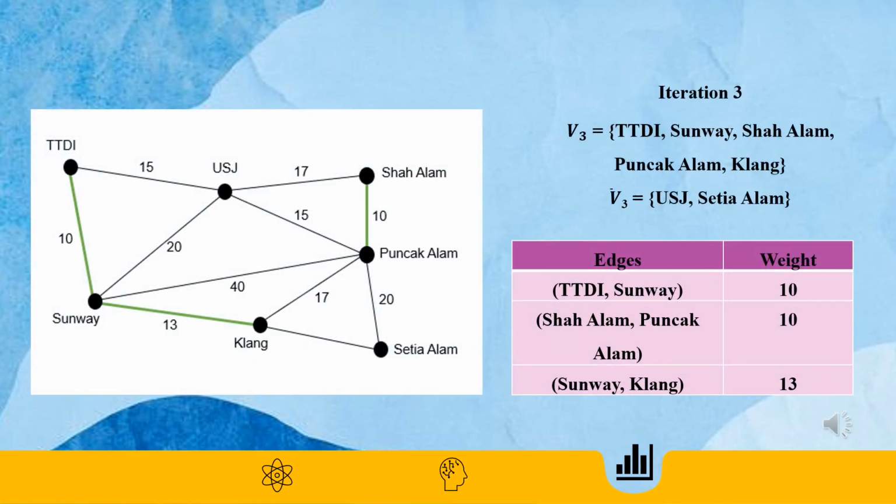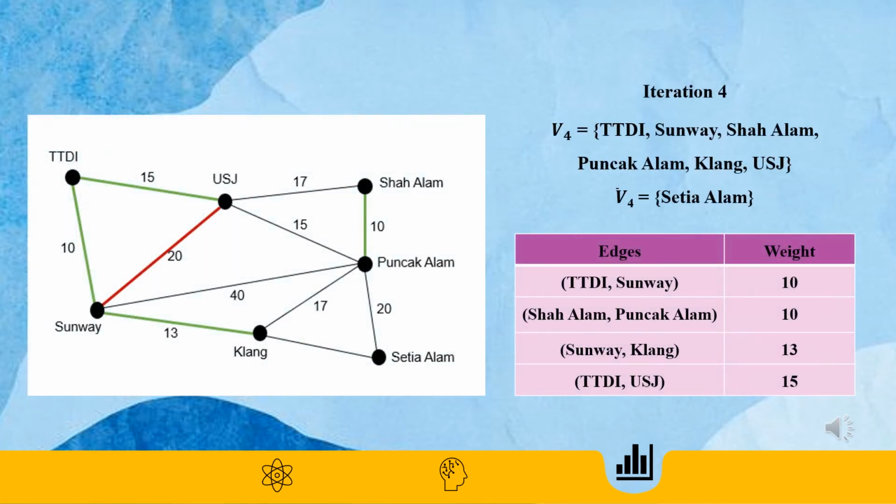On top of that, Sunway Klang is now the shortest arc that does not form a cycle with the length of 13, so it is highlighted as the next arc. So the remaining vertices left now are USJ and Shah Alam. The next shortest arcs are TTDI USJ and USJ Puncak Alam, each with the length of 15. So TTDI USJ is selected and highlighted arbitrarily.